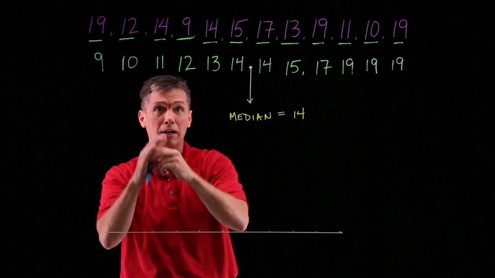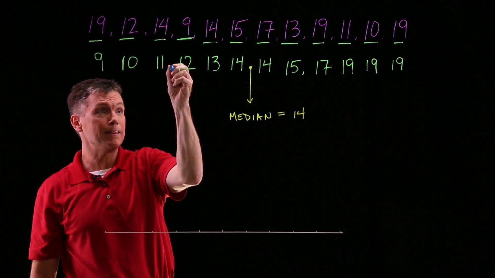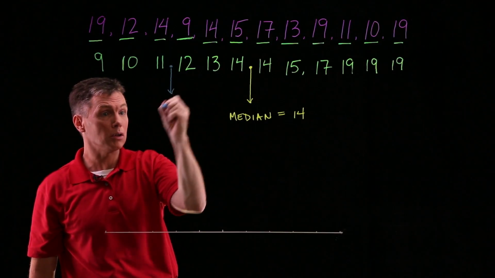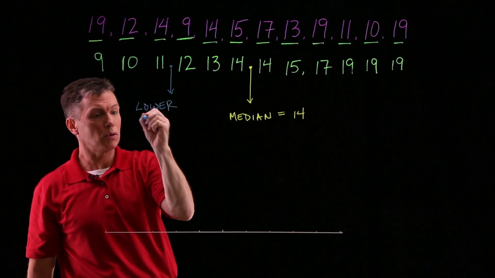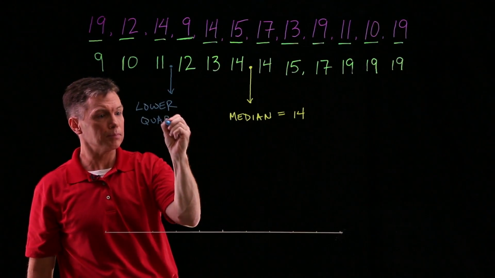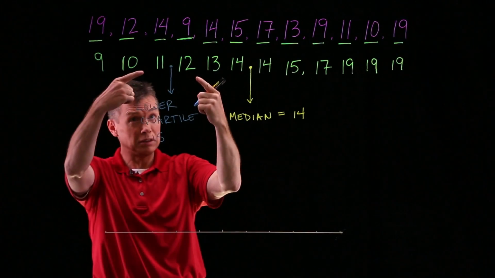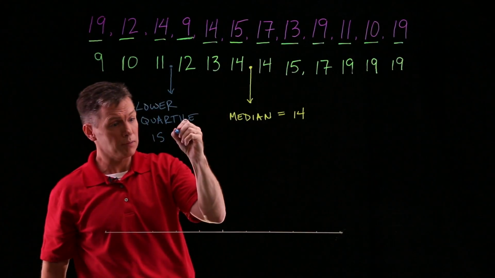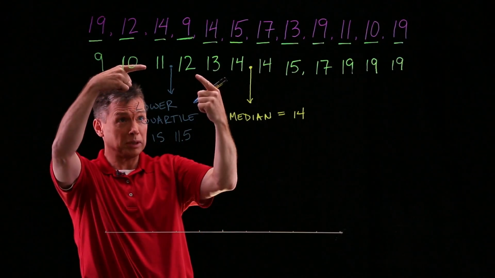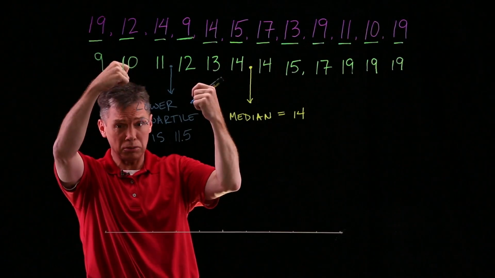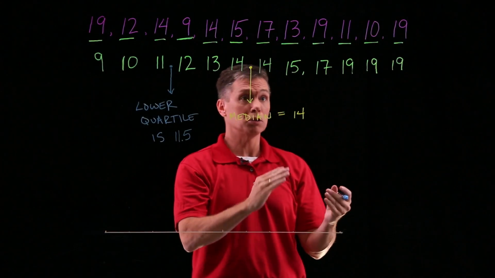Let's find the middle of that data array. There are 6 data points, so 1, 2, 3. Right there is going to be my lower quartile. My lower quartile is splitting the difference between the 11 and the 12, 11.5. Or if you're not that quick with the splitting, add up those 2 numbers and divide by 2. We get the 11.5.